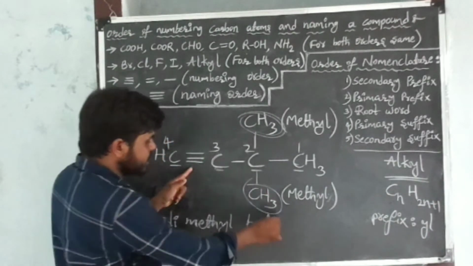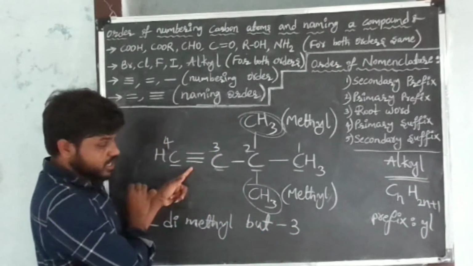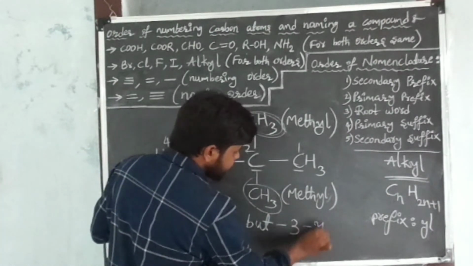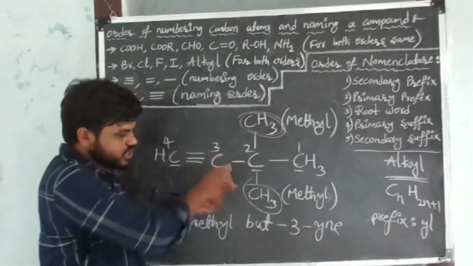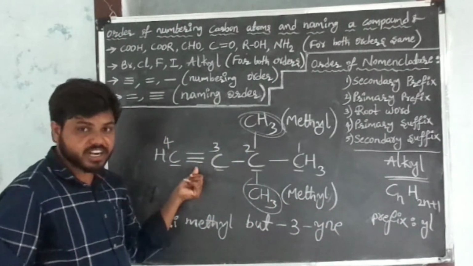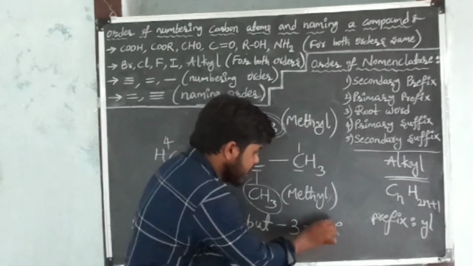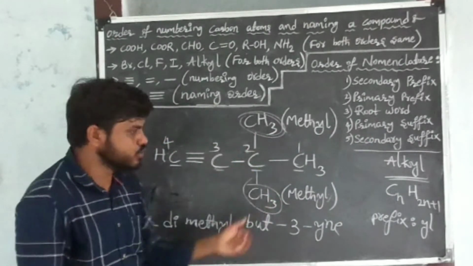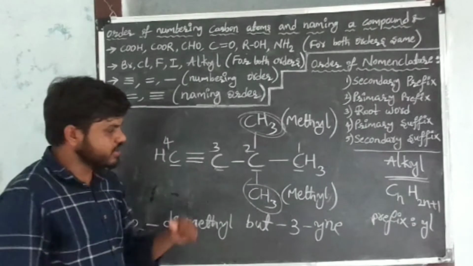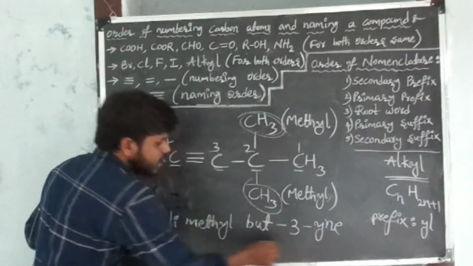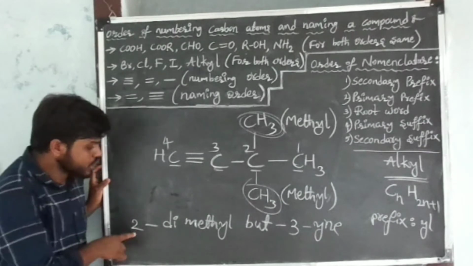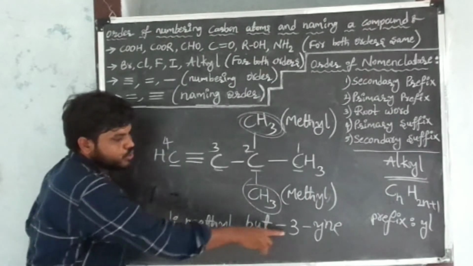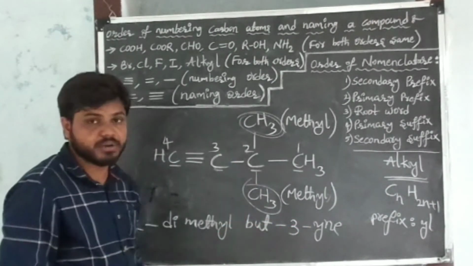The position of the triple bond is 3. I wrote 3, the third carbon. After writing the position, the suffix of the triple bond is yne, which the speaker pronounces as 'ion'. After writing the primary suffix, go to the secondary suffix. Secondary suffixes are functional groups. Functional groups are not present in the given carbon compound. So this is our required IUPAC name of the given carbon compound: 2-dimethylbut-3-ion. This is the IUPAC name of the given carbon compound.